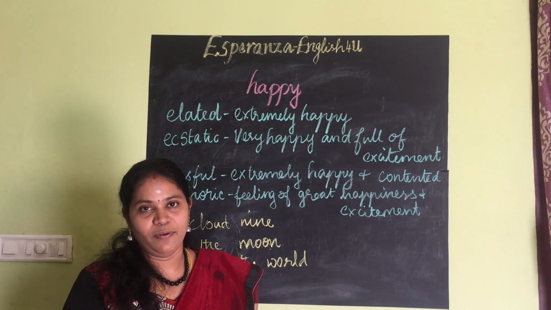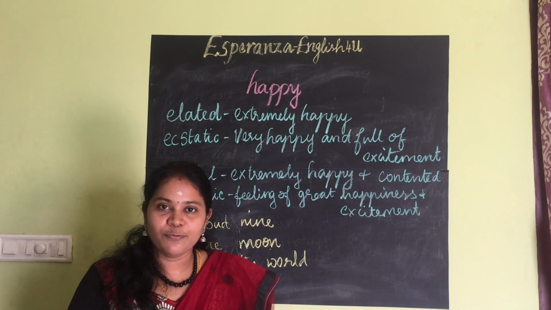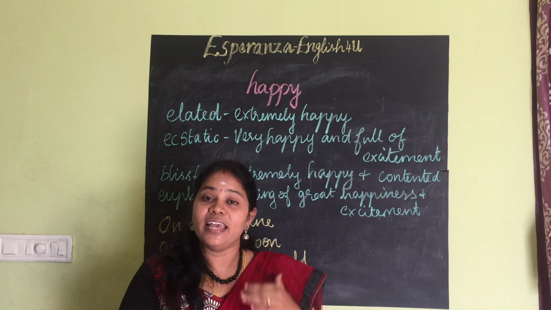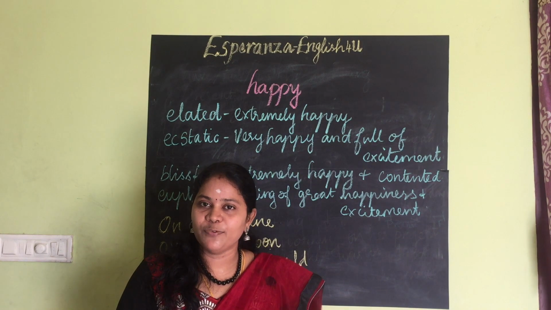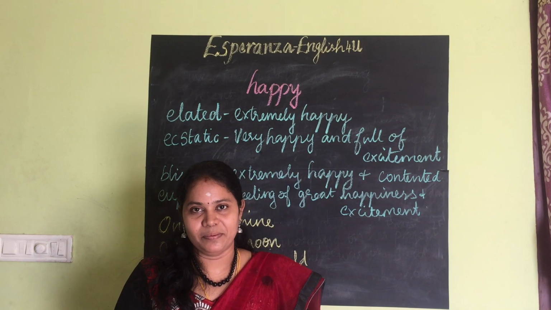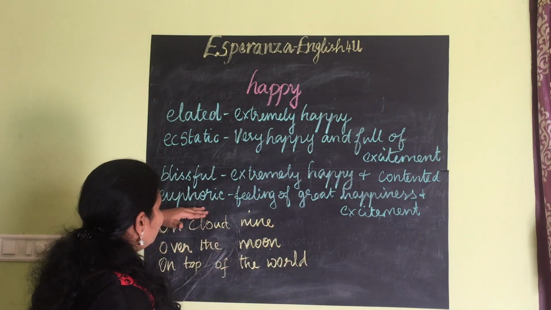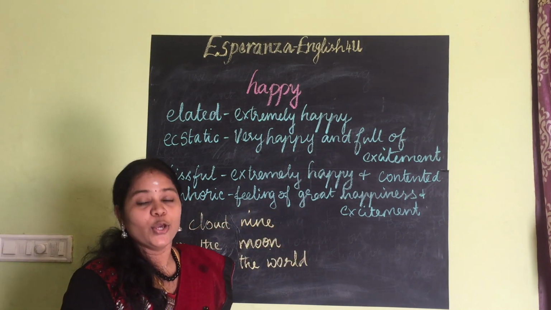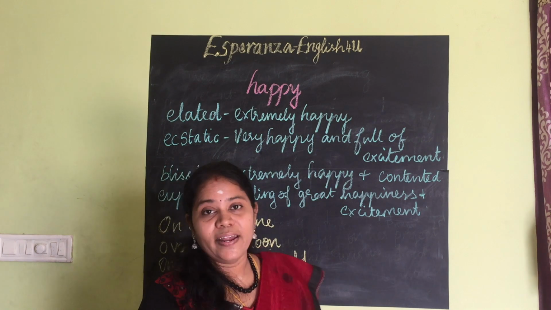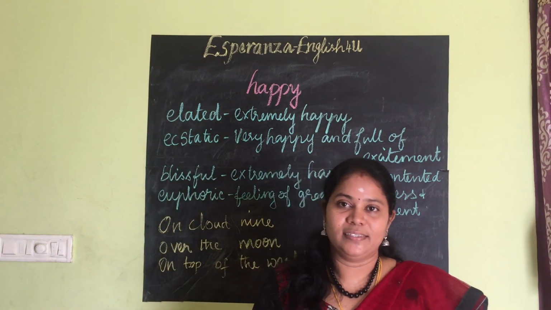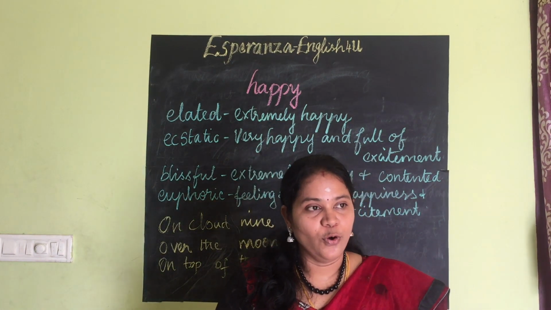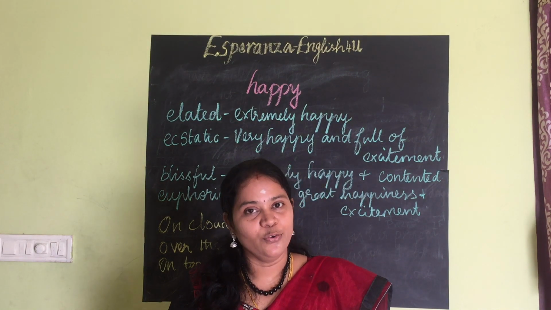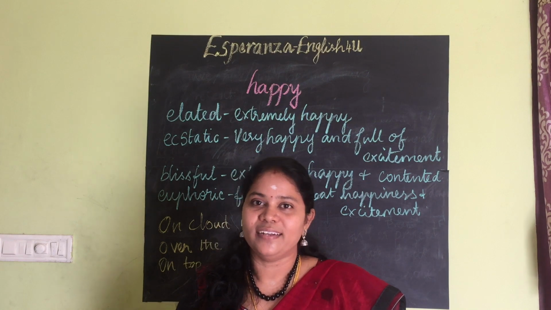Contented means satisfied. Okay, a blissful couple is holding a baby. That is a happy couple and they are contented, satisfied. So, a blissful couple is holding a baby. The next one, euphoric. Feeling of great happiness and excitement. Euphoric means feeling of great excitement and happiness. Scientists are euphoric at the success of their test.